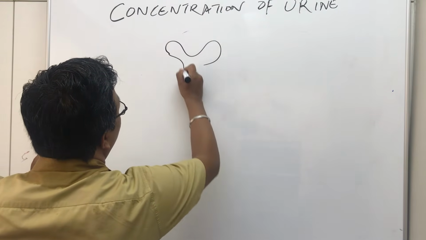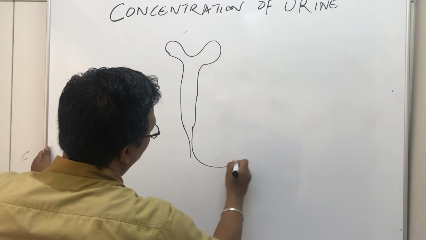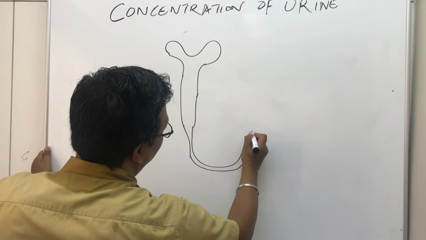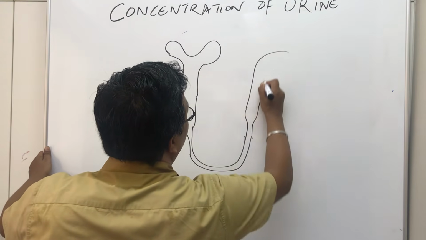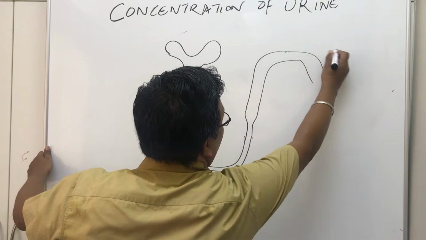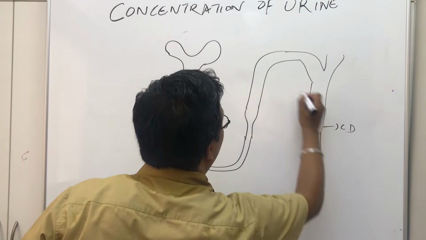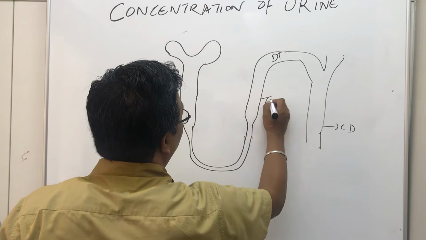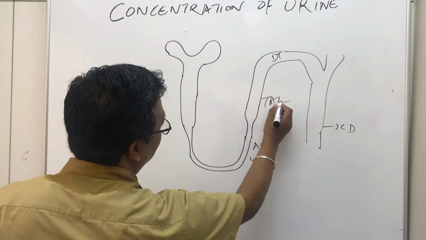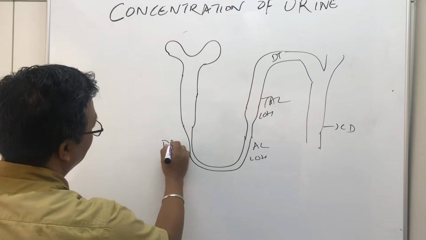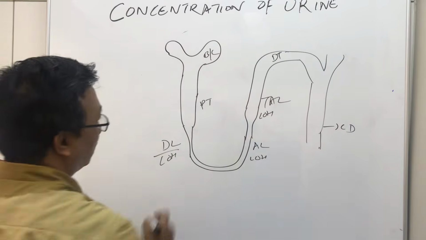So this is the Bowman's capsule again, proximal tubule, loop of Henle, descending limb of loop of Henle, ascending limb of loop of Henle, thick ascending limb, distal tubule, collecting duct. Okay, so this is the collecting duct, distal tubule, thick ascending limb of loop of Henle, descending limb of loop of Henle, proximal tubule, Bowman's capsule. These are the parts of the nephron.